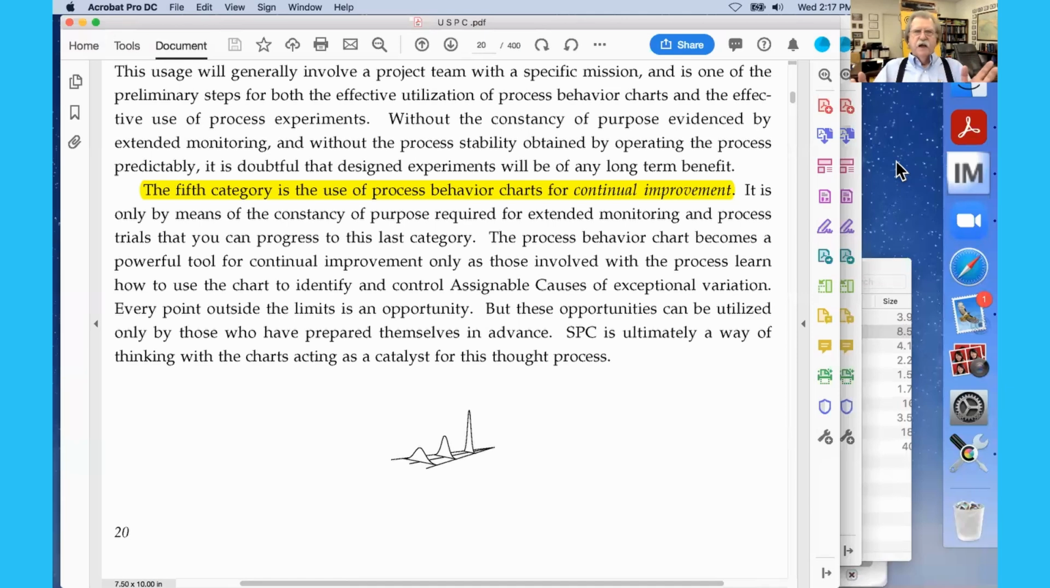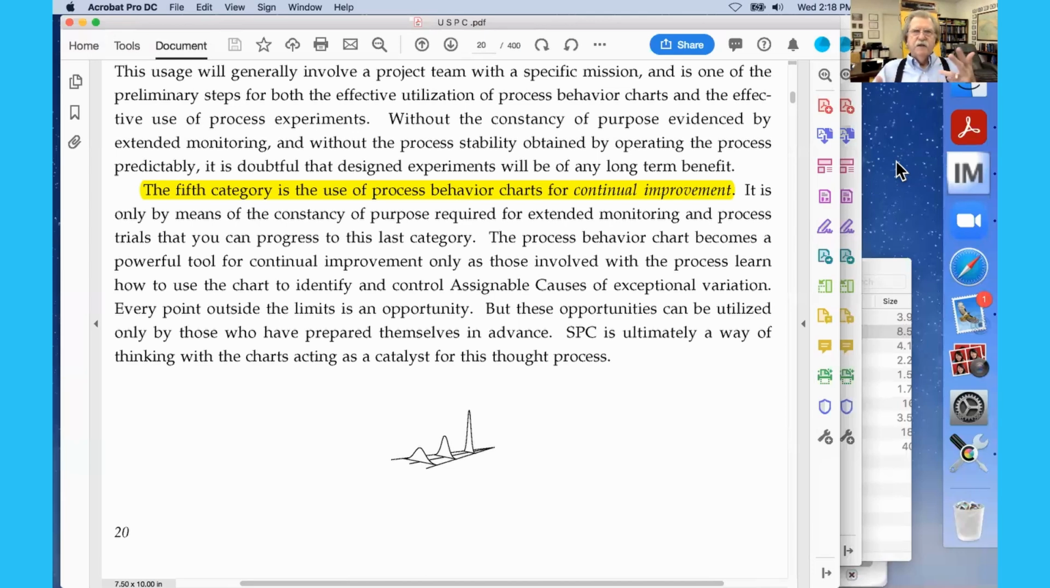The charts look the same. You identify there was an upset. In the process adjustment, you just get back on track and let it go. In continual improvement, you say, what is the assignable cause, and what can we do to prevent that from being a problem in the future?